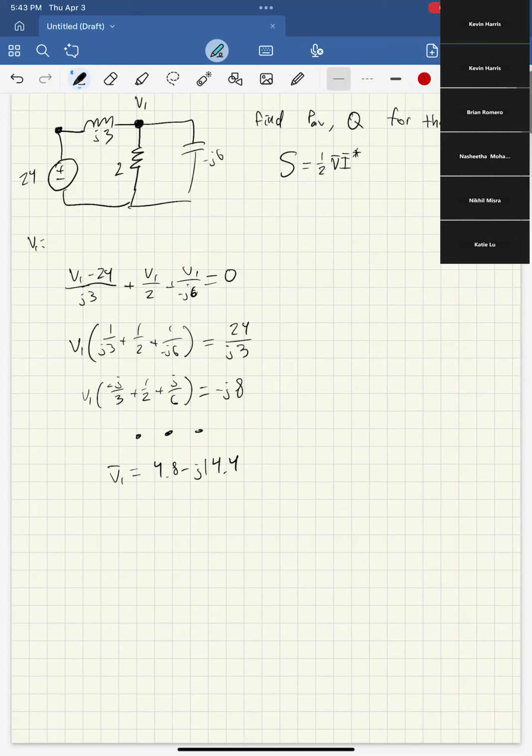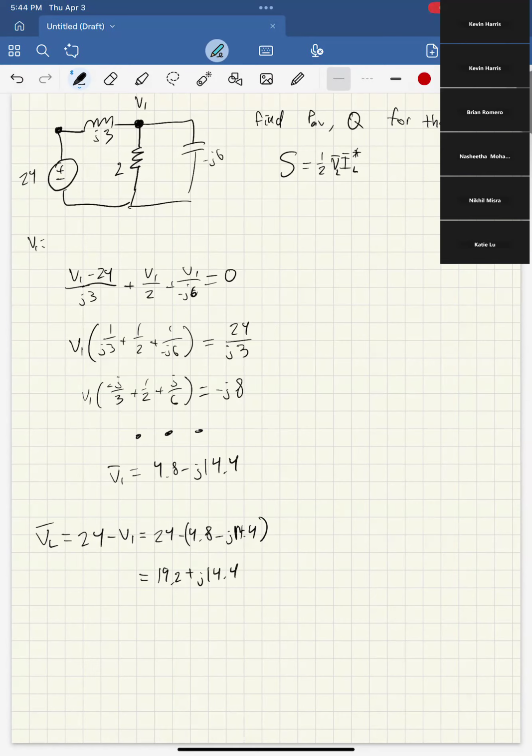So that, however, is V1. We have found V1. This is not the final answer, right? We need to find the voltage for the inductor and the current through the inductor. So the voltage for the inductor is going to be equal to the voltage difference across it, which is 24 minus V1, which is equal to 24 minus 4.8 minus j14.4, which is equal to 19.2 plus j14.4. Cool.